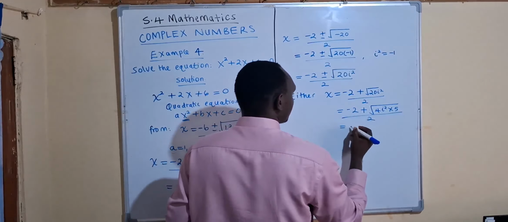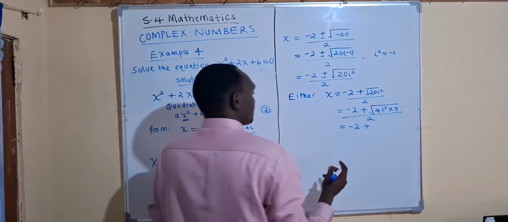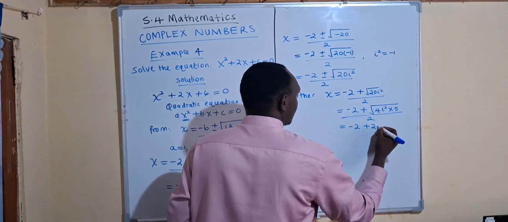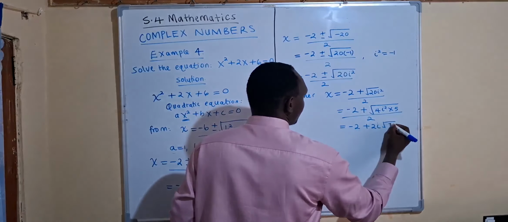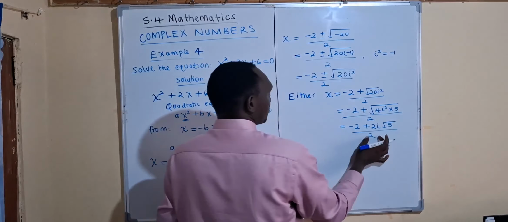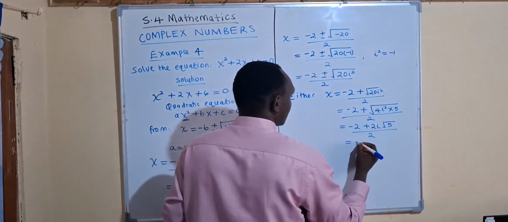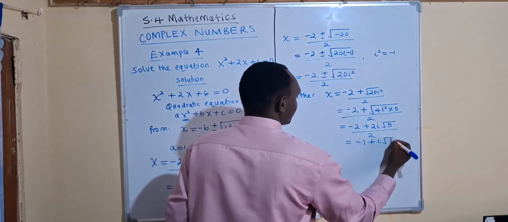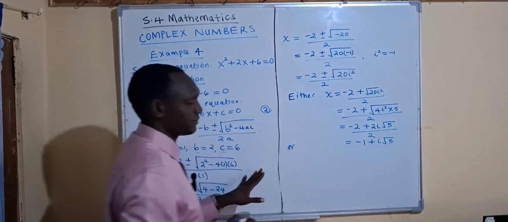What is the root of 4? It is 2. What is the root of i squared? It is i. Then the root of 5 will still be there, over 2. This is the denominator. Since here we have a plus, we can distribute it. Now that gives us -1 plus i root 5. That is just the first root.